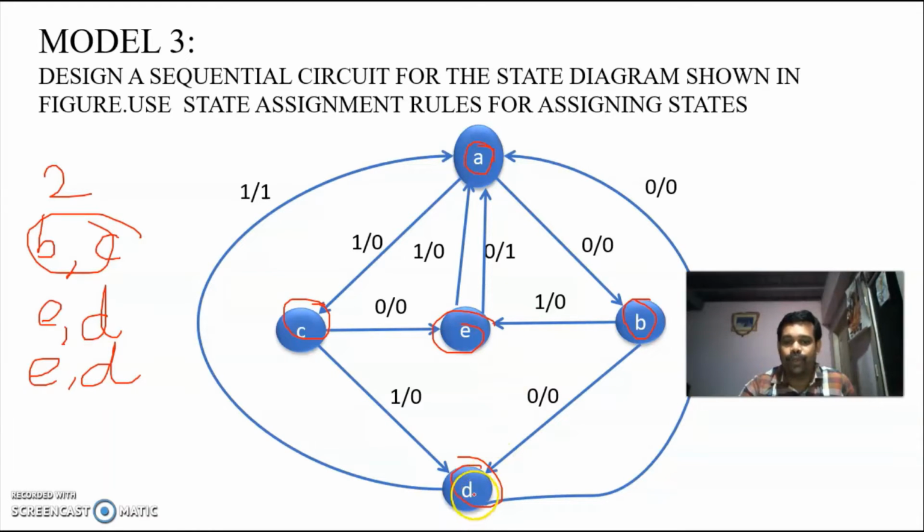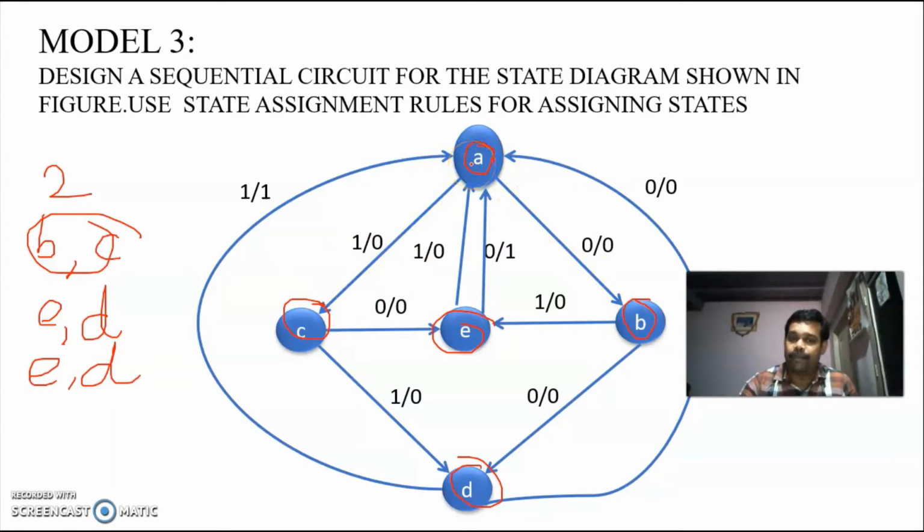Now you go to D. From D, it is going only to one state, A. So rule 2 cannot be applied to state D. E also is only going to A. So rule 2 cannot be applied. So we have applied rule 1 and rule 2. Rule 1 is from where a particular state is getting inputs. Rule 2 is for a state, which are the next states.